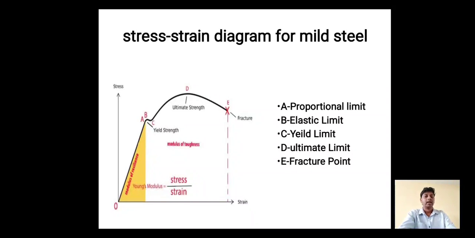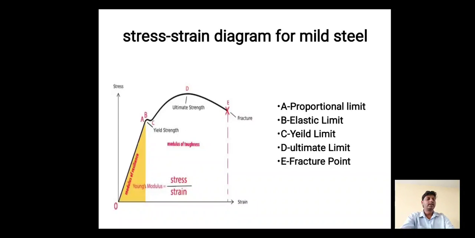In a UTM machine you continuously apply a load and find the change in length. When you observe the graph, this is stress and this side is strain, so it is called the stress strain diagram. Whenever you see this graph, it will look like this. There is a need to study this graph, what all these points are.